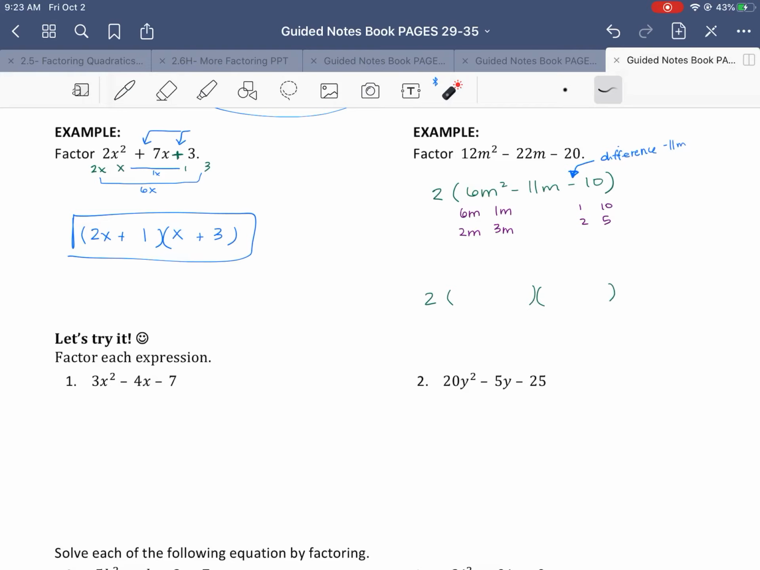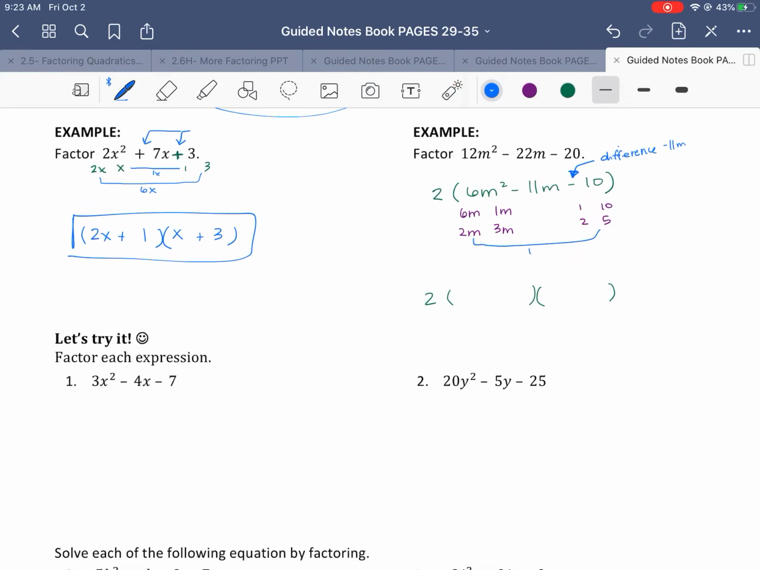When I start to try some options, notice here, let's start with the 3m and 2m and the 2 and the 5 just to see if there's a combination there that works. So 3m times 2, that gives me 6m. 2m and 5, that gives me 10m. So those have a difference of 4. That doesn't work. If I do the 2m and the 2, I get 4m. And if I do the 3m and the 5, notice I get 15m. They do have a difference of 11.